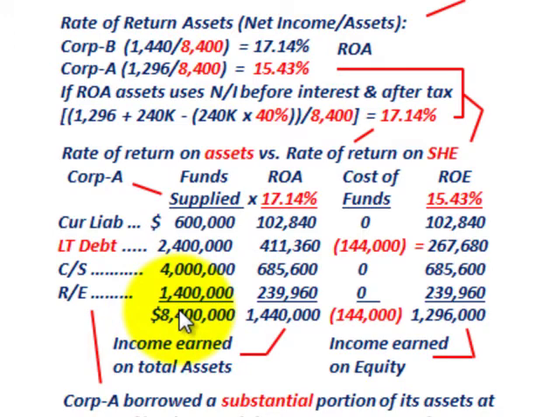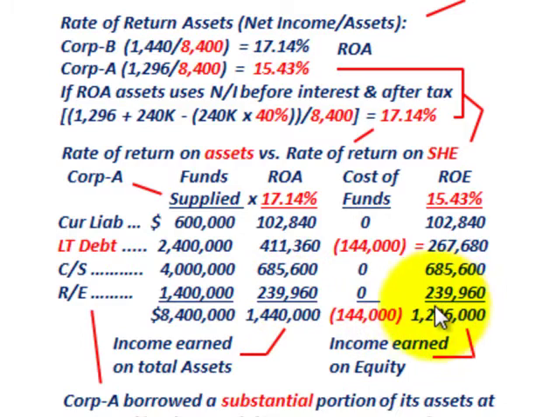Total amount, 8,400,000. Okay, so what we would do is we just take the return on assets, that 17.14%, times each of those funds supplied. So you're going to allocate your return on assets for each of the categories, and that amounts to $1,440,000. You add those up at that 17.14%. So that is really the income earned on the total assets. That's what we have for our total assets.